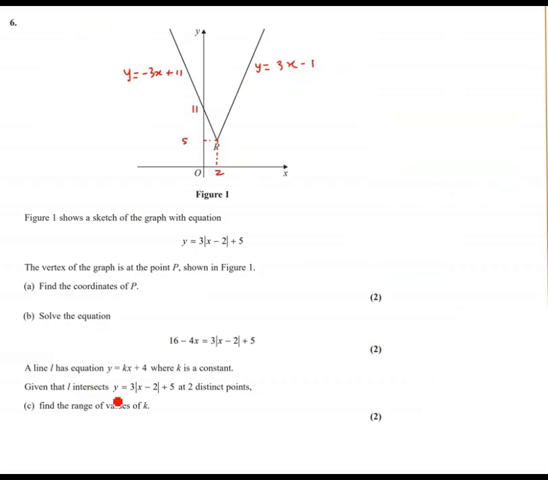Okay, now there is a line L, y equals kx plus 4. So for kx plus 4, the y-intercept will be 4. Let me change the color of my pen.